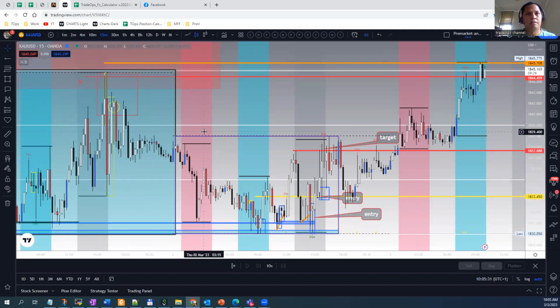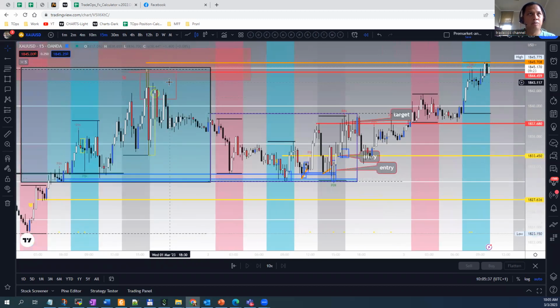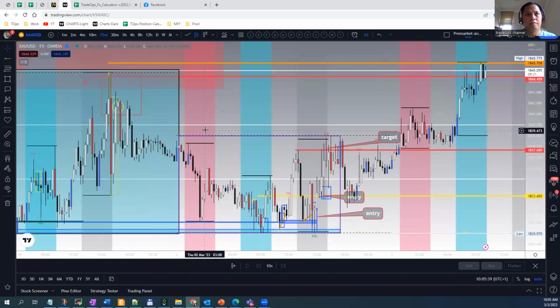Any pair becomes interesting to me whenever the price is hitting the high or the low of the previous day. If it is not yet doing that, then I don't mark that pair as interesting during the day. So here, Asian session, I don't trade that.